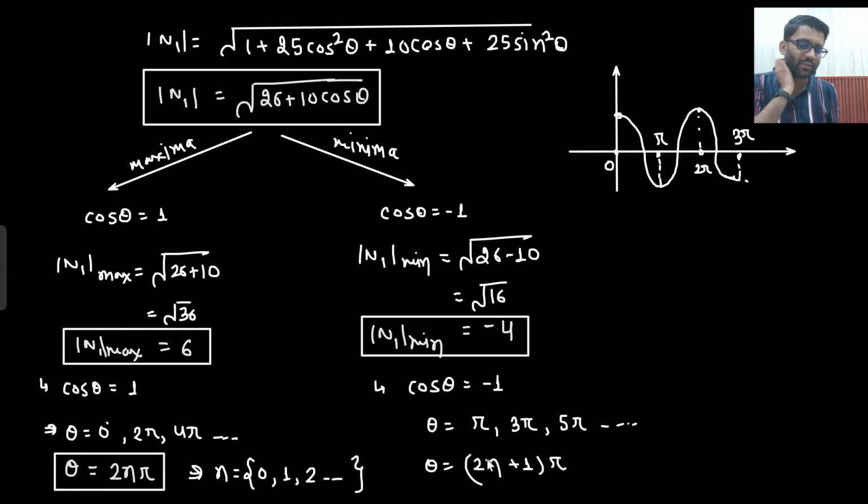Right? If you put n equals 0, what are you getting? Pi. If you put n equals 1, what are you getting? 3 pi. If you put n equals 2, you are getting 5 pi. So n value could be 0, 1, 2 and so on. Now what is the conclusion you are making?